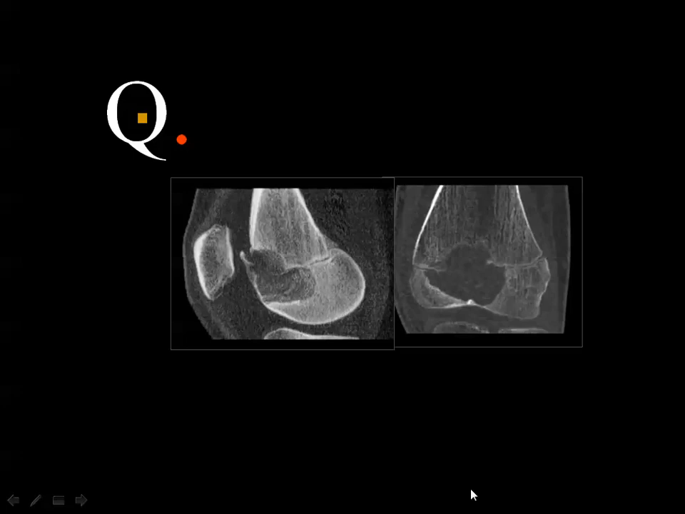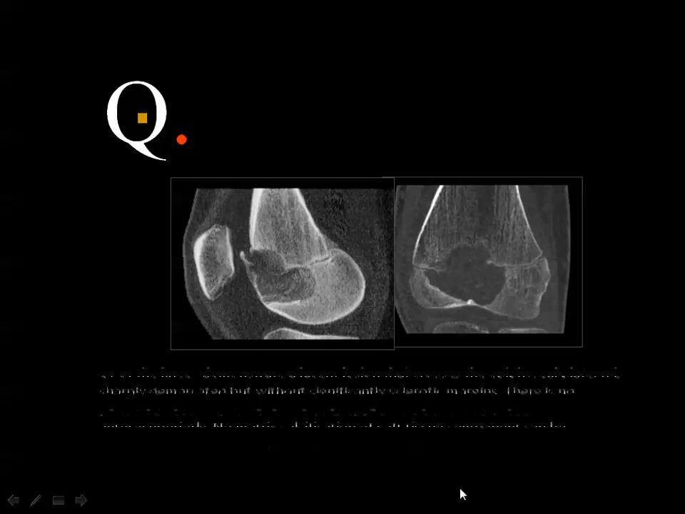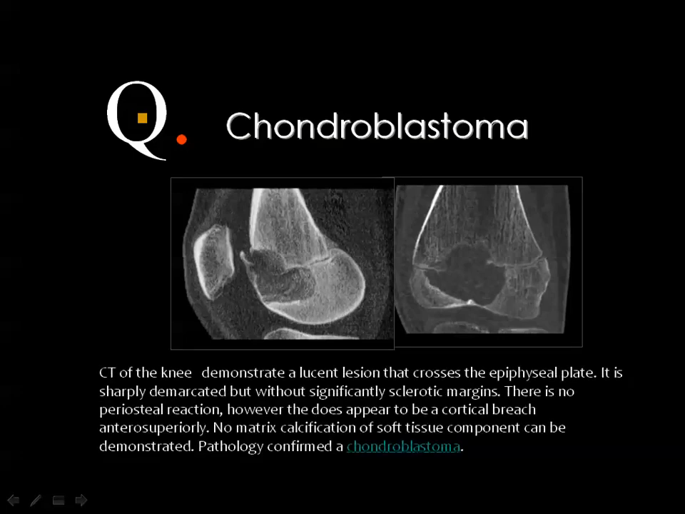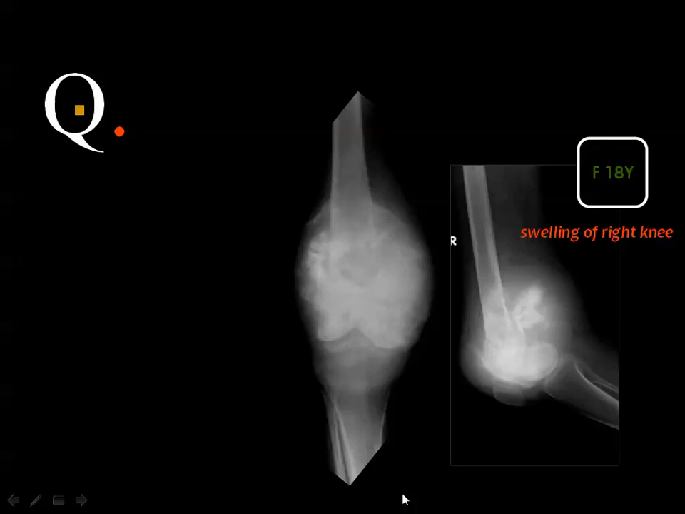مفيش ليجن في الابيفيسيس الا الكوندروبلاستوما بس. طب ايه اللي عرفك ان الليجن ده في الابيفيسيس اصلا؟ ان المين بالك اوف ذا ليجن في الابيفيسيس، ولما كبر كروس تو ذا فايسز ودخل في الميتافيسيس. كوندرو ولا اوستيو؟ اوستيو ساركوما.